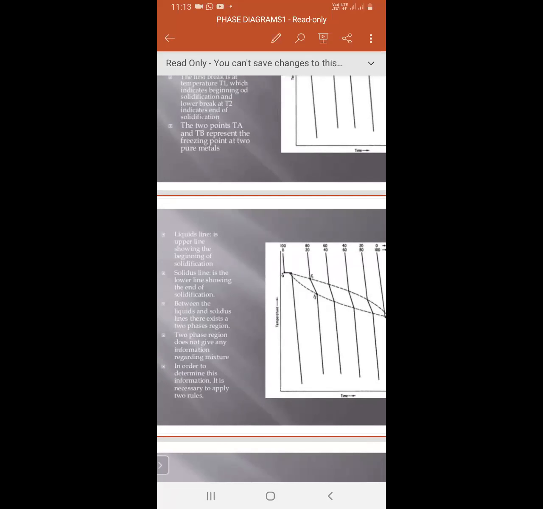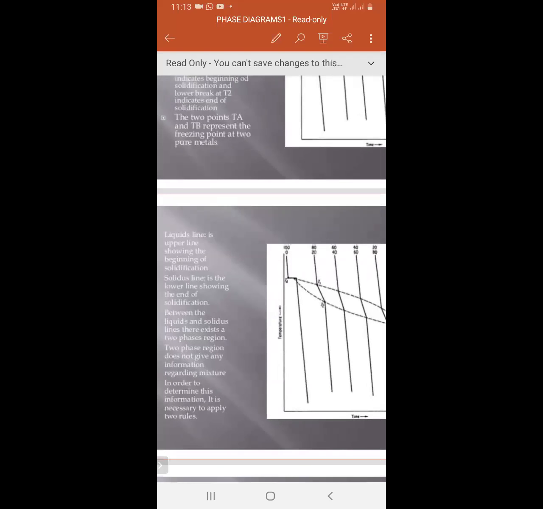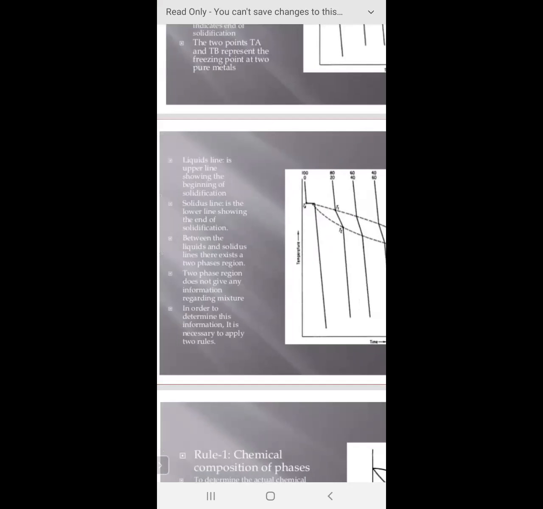The liquid line here. Next, the solid line. Next is the two phases between these two. First of all, the liquid line is the upper line. The liquid line is the upper line showing the beginning of solidification. This upper curve, this total, is the liquid line, which is the beginning of the solidification.